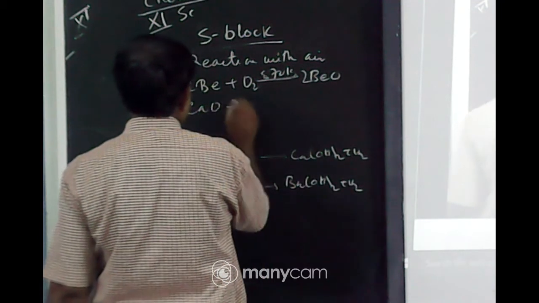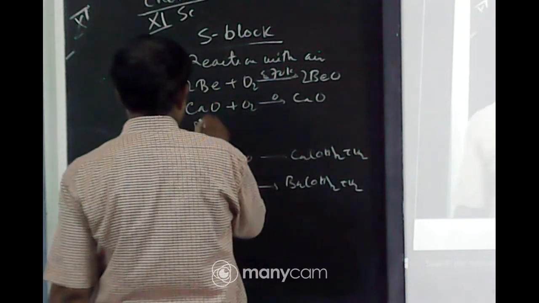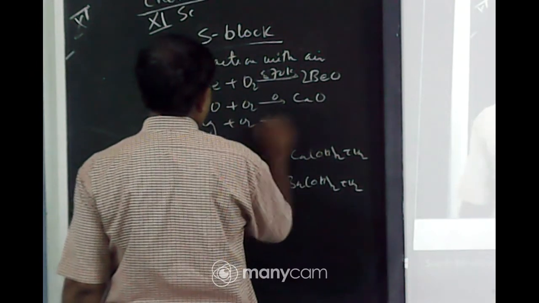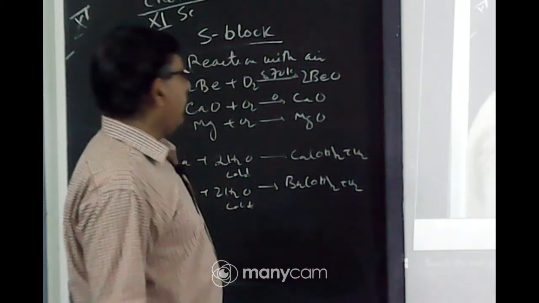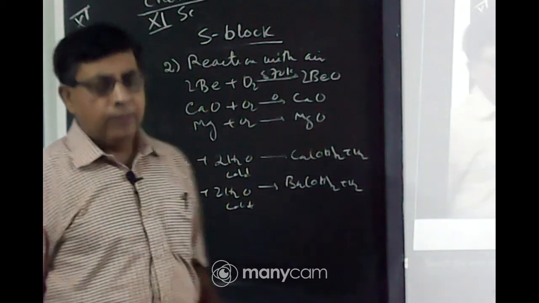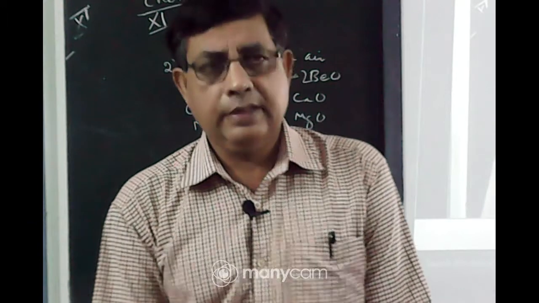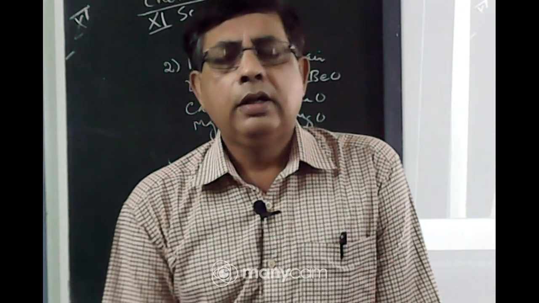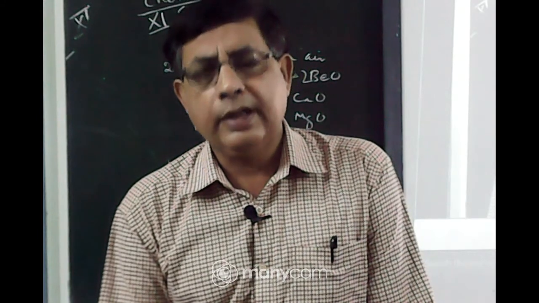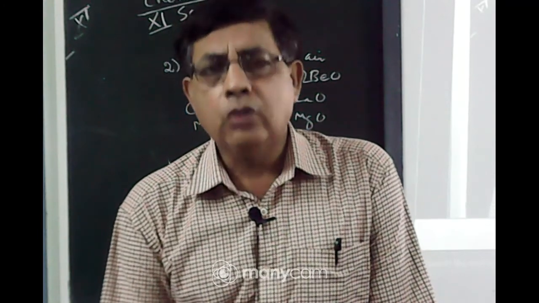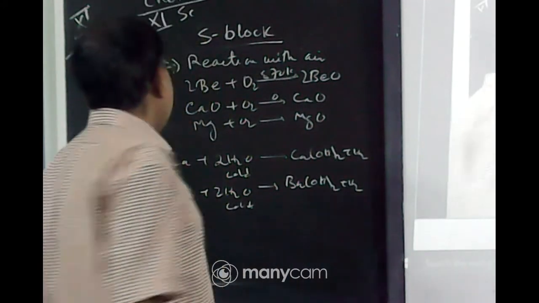Calcium when heated with oxygen forms calcium oxide. Magnesium when heated with oxygen forms magnesium oxide. These divalent oxides are basic oxides, but beryllium oxide is to some extent amphoteric in nature. Beryllium hydroxide, due to greater ionic polarizing power, has some extent of acidic character. So, beryllium oxide is amphoteric in nature, but other oxides are basic.